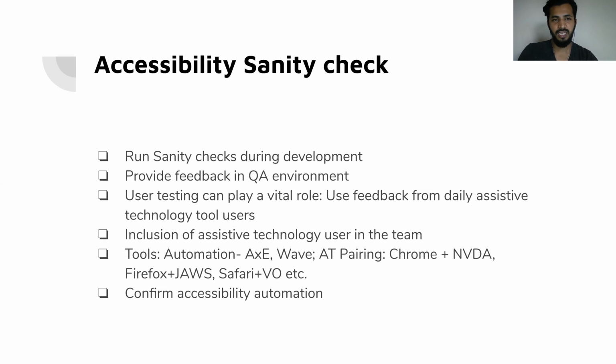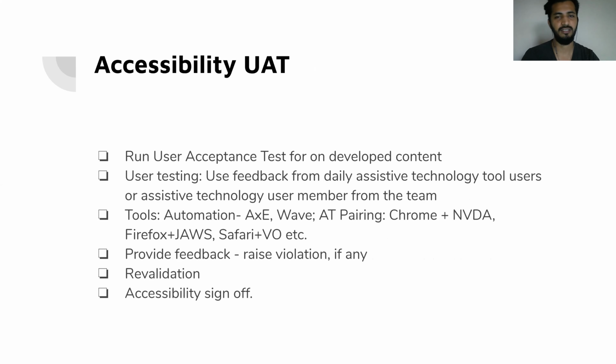All right, with that, we will move to our next slide, which is basically accessibility user acceptance test. Now, user acceptance test is something that we will do once a feature is completely developed. So basically, we'll take that product and compare it against the acceptance criteria that was provided, to make sure that the product meets the provided accessibility acceptance criteria.